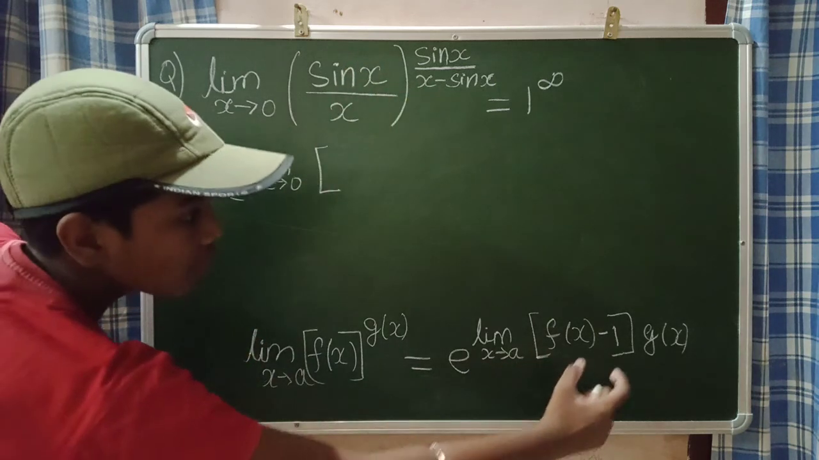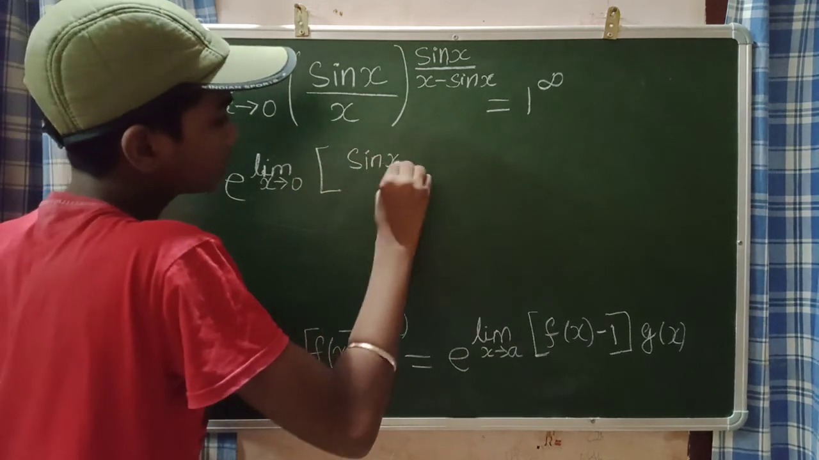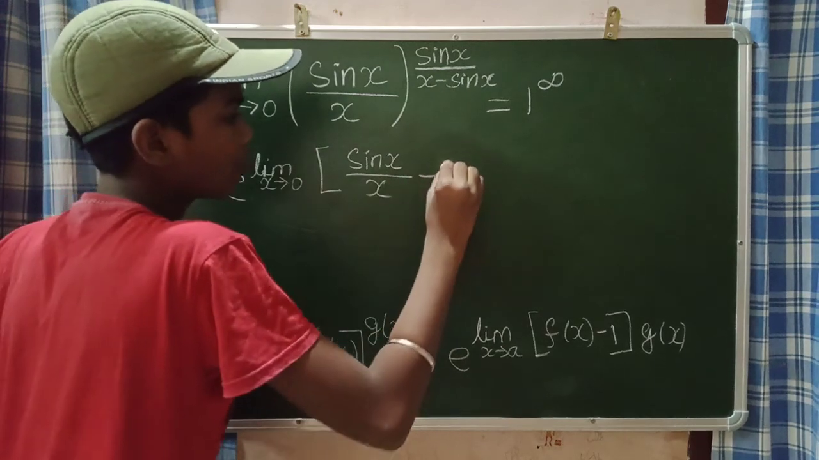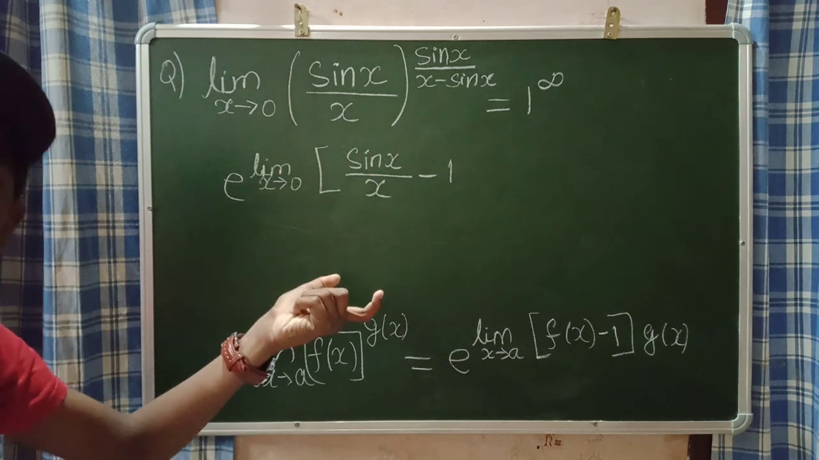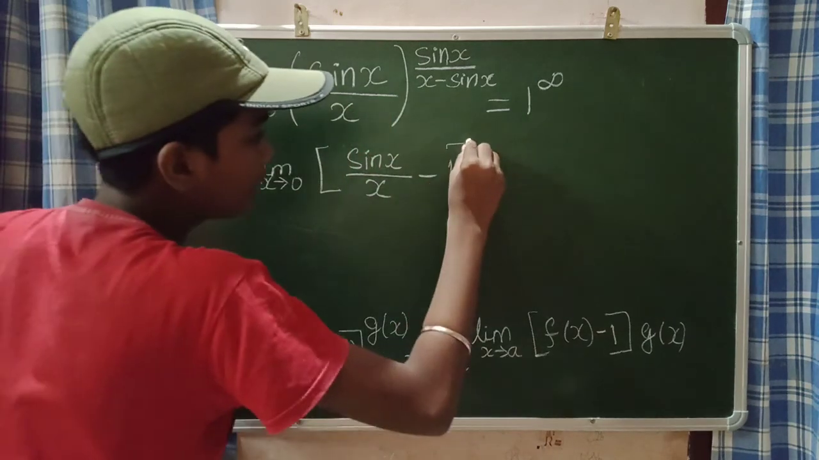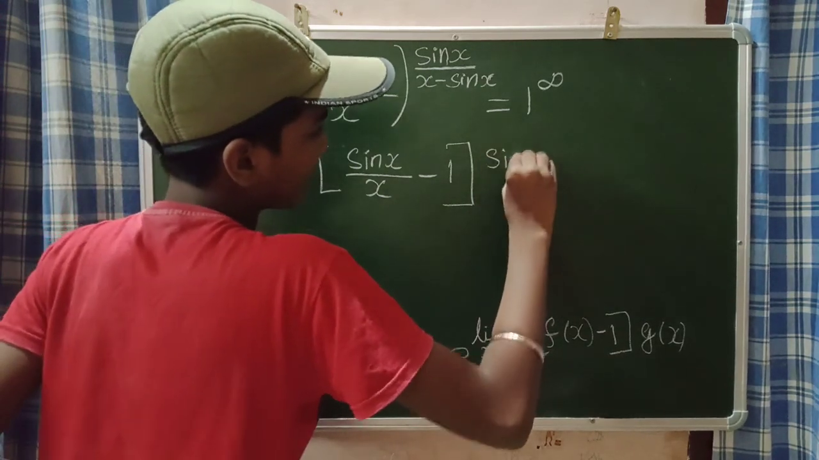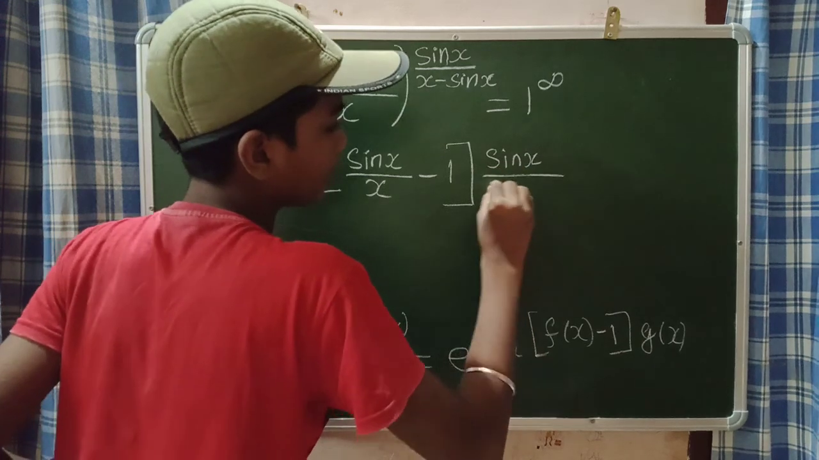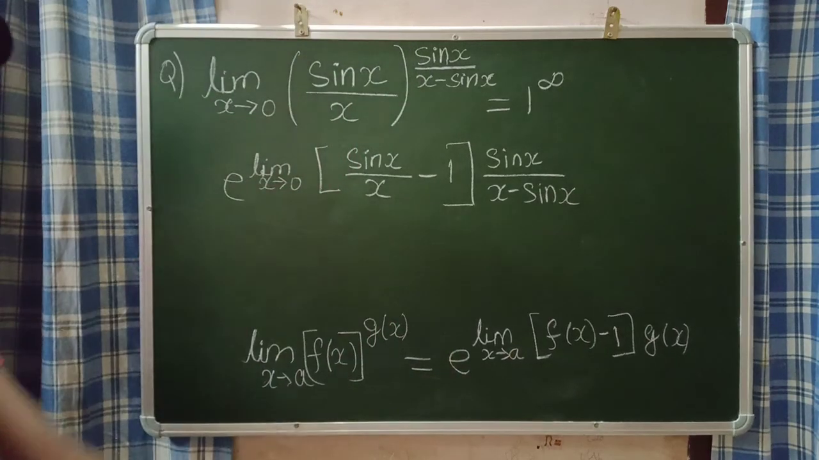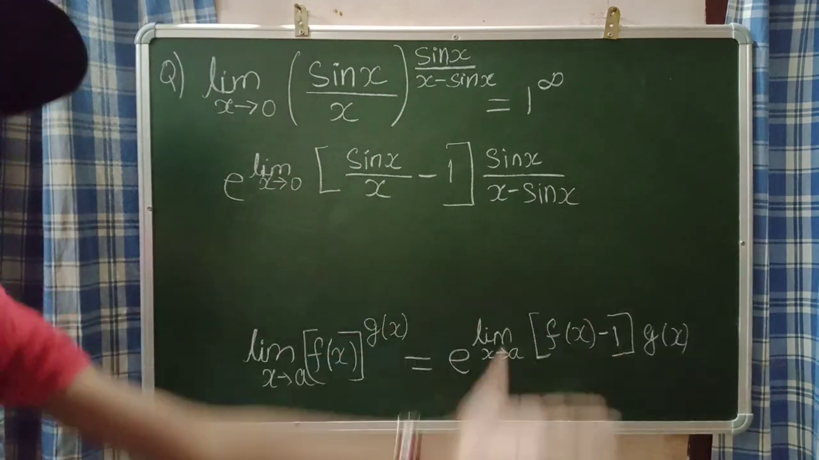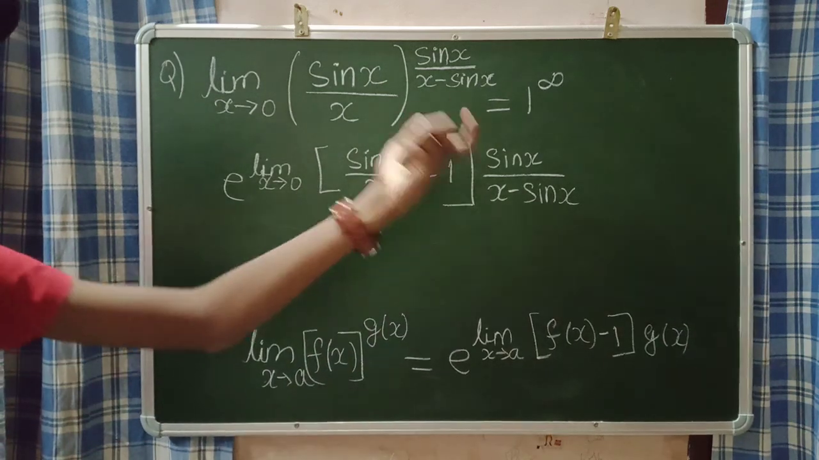So here we are having f(x) minus 1, which is base minus 1, which is nothing but sin x divided by x minus 1. Because f(x) is sin x divided by x, we subtract 1 here also. Correct? Now into the power, which is g(x). What is g(x)? That is sin x divided by x minus sin x. Just use your 1 to the power of infinity method, which is e to the power of limit of x tends to 0 of f(x) minus 1 into g(x).